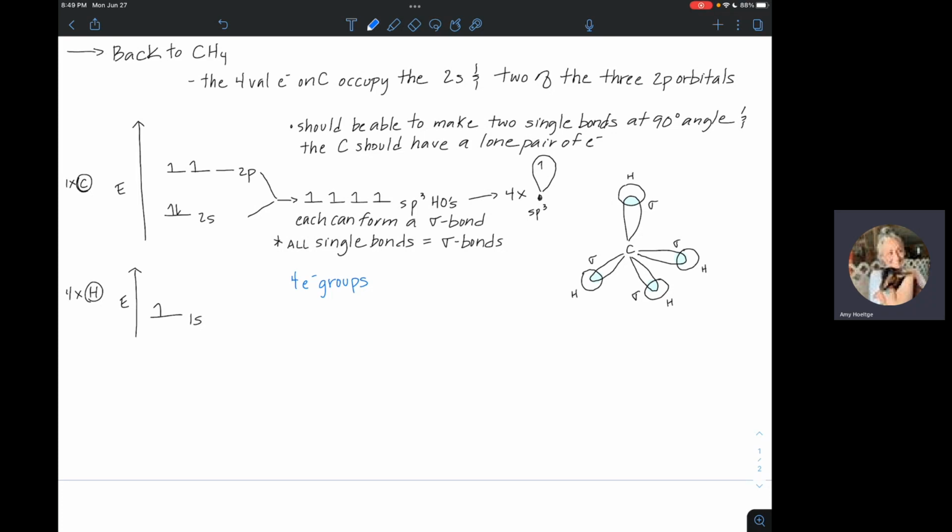They're tied up in a pi cloud. When we get to that section, I would like you to lean back on this hybridization video and remember, geometrically speaking, that is just not possible. These cannot overlap. They're tied up in this pi system, right? So we have 4 electron groups on the carbon. They can be bonding or non-bonding. In this particular case, they are all in bonding orbitals, right?